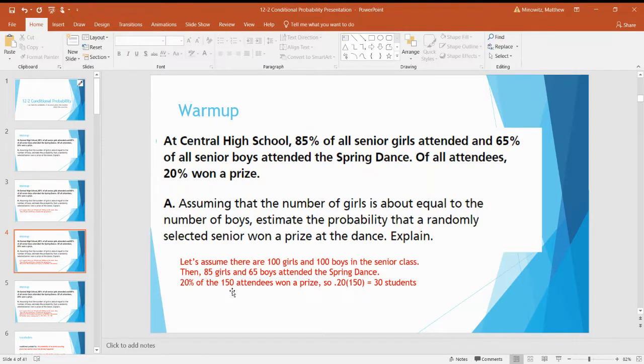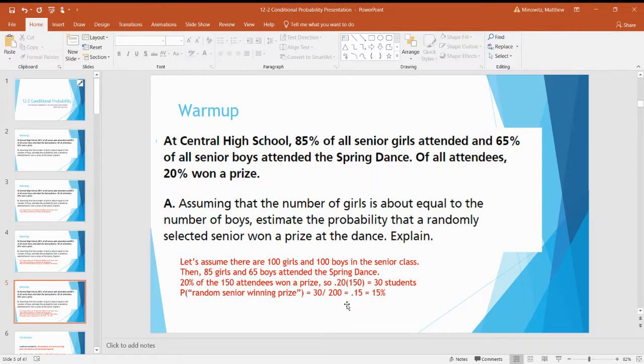So 20% of 150 is 30 students. Now it's asking me what's the probability that a senior won a prize, so I need to know 30 out of my 200 students won a prize, and 30 out of 200 is 15% or 0.15.